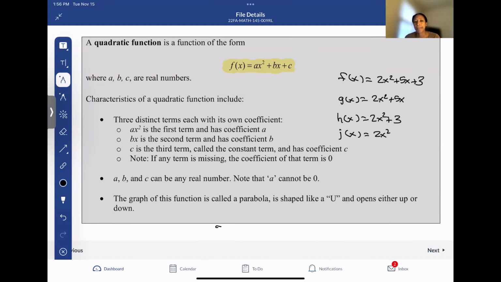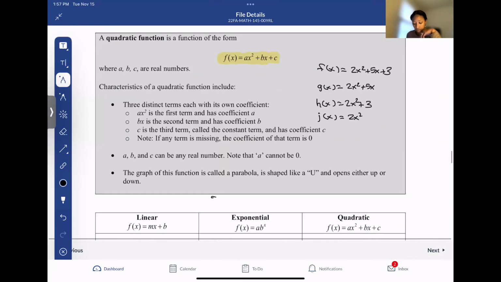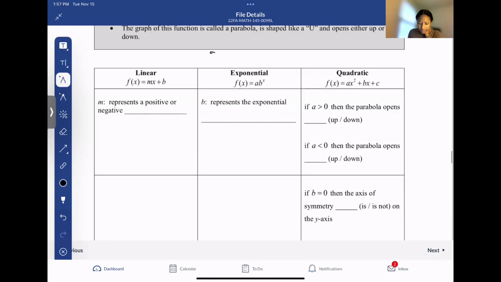And then for all of these, the graphs will have some similar characteristics. The graph of any quadratic function is going to be a parabola. Sometimes your parabola opens up, sometimes it opens down. That'll depend on the values of a, b, and c. So all through this section, we're going to practice trying to figure out what the values of a, b, and c tell us about the graph of our quadratic function. That's summarized in this next part.